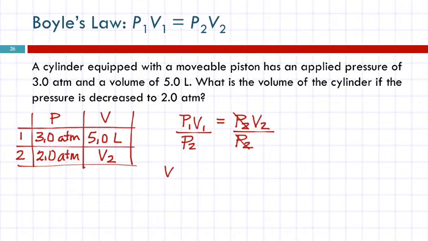I'm going to rewrite this so I don't get confused. Be careful, it's really easy to get the 1s and 2s backwards. So V2 equals P1 V1 over P2. This is not the only way to solve problems like this, but it's what I'm going to use. You just do it straight across and just plug in the variables.